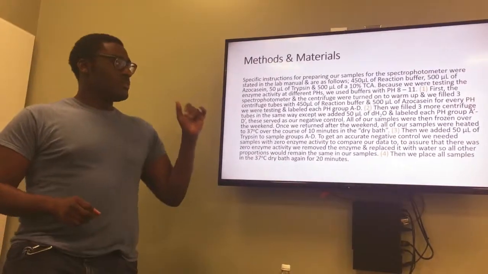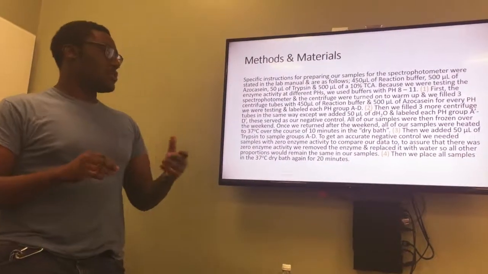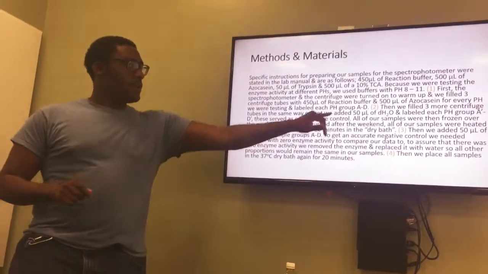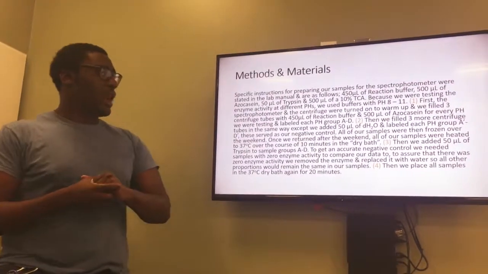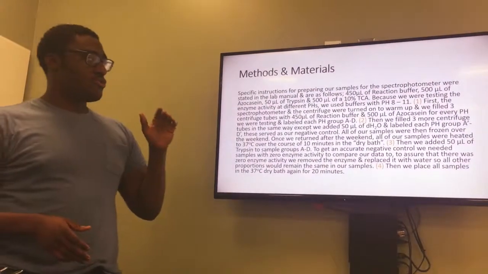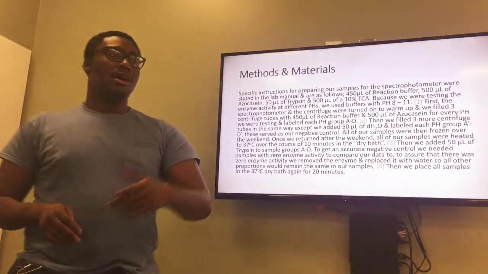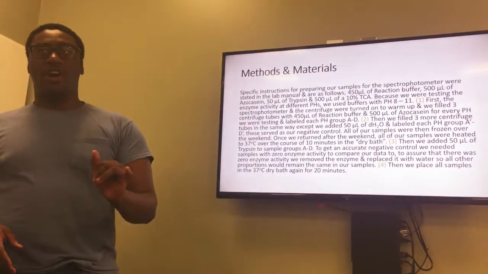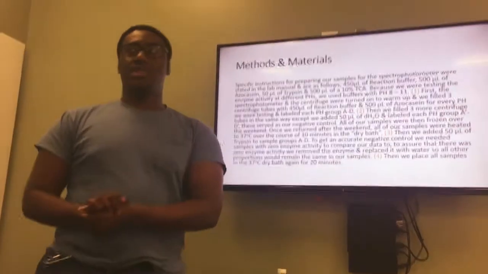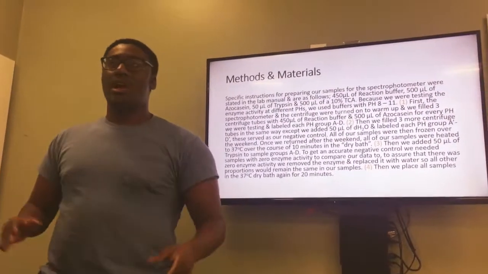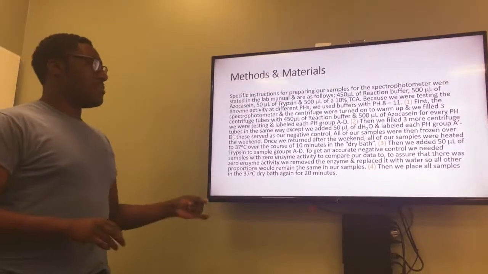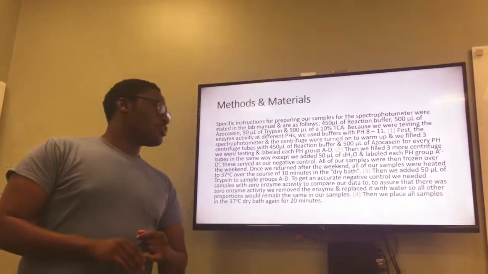Then we filled 3 more centrifuge tubes in the same way. We added 50 microliters of deionized water and labeled each of them pH group A prime to D prime. Now the prime groups A prime to D prime are going to be our control variable in a way, in that they will have 0 enzyme activity. That's why we didn't add any enzymes and we just added the water.